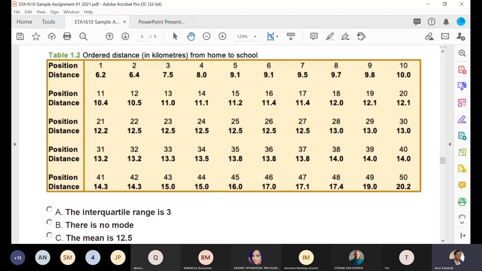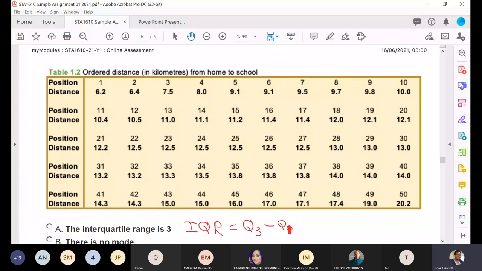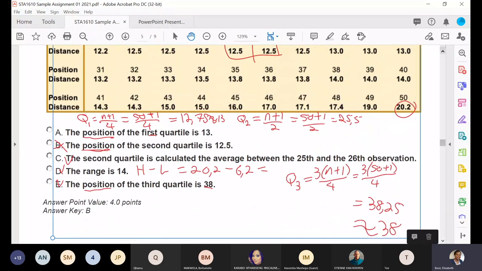Now, number one says calculate the interquartile range. We know that interquartile range is your Q3 value, not the position, eh? Q3 value minus Q1 value. So we can go and find our Q3 value. Infinity first.